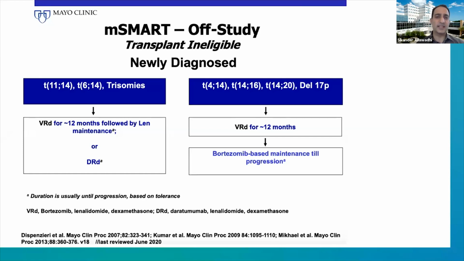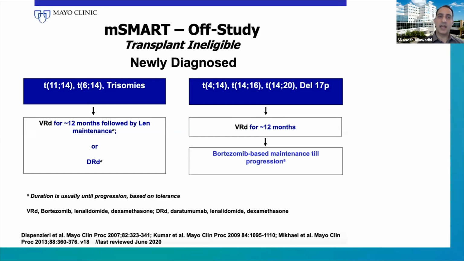And what it's saying is that if you have high risk myeloma, a combination of a proteasome inhibitor like bortezomib, an immunomodulatory drug like lenalidomide, and dexamethasone, we should give that sort of a regimen for maybe close to 9 to 12 months, maybe closer to 12 months, and then continue on maintenance till progression.